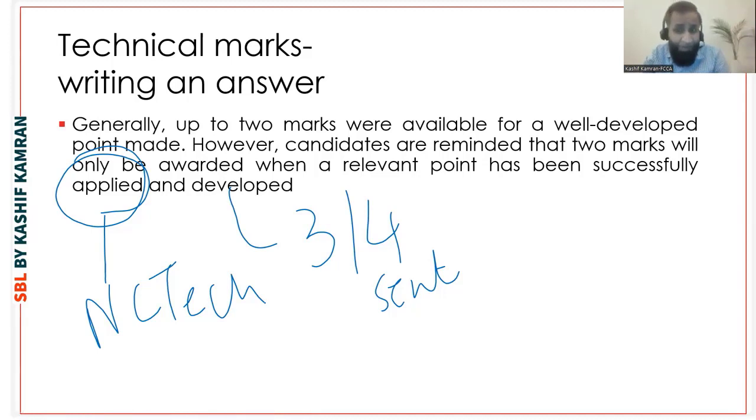So what is a well-developed point? The one which is applied. Applied to what? Applied versus the requirement. Are you meeting the expectation of the requirement? Are you doing justice to what was asked in the requirement? Number one. And applied to the organization. And number two, 3 to 4 sentences long.